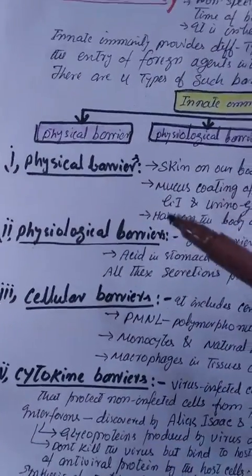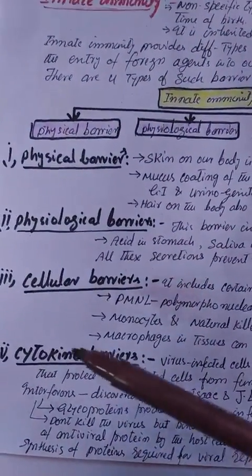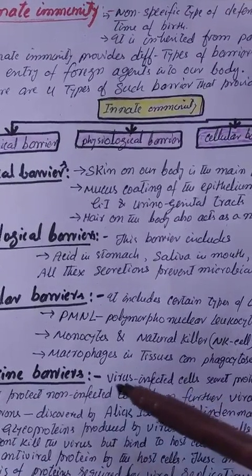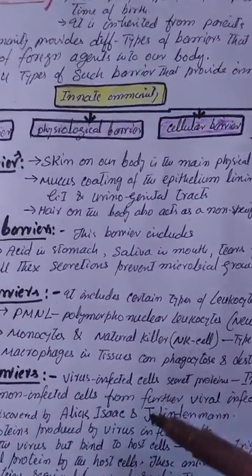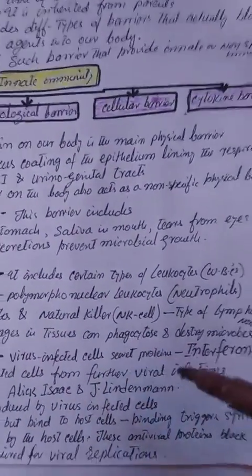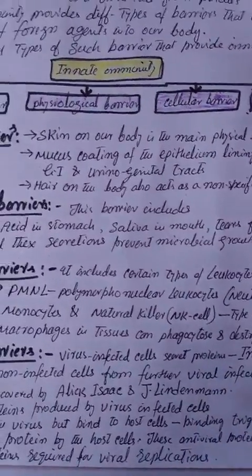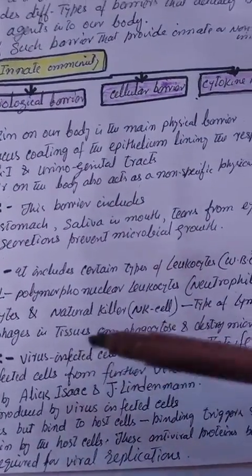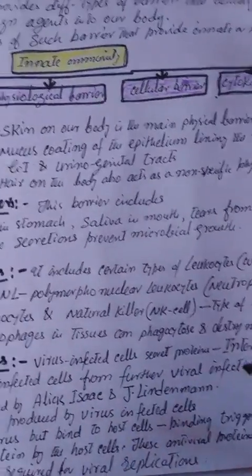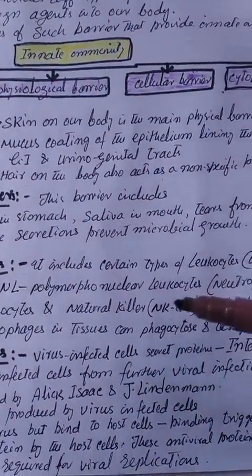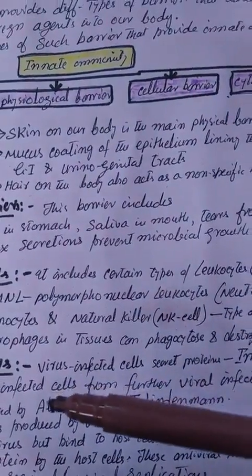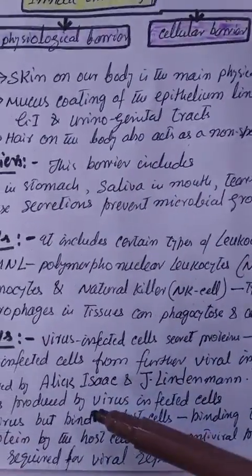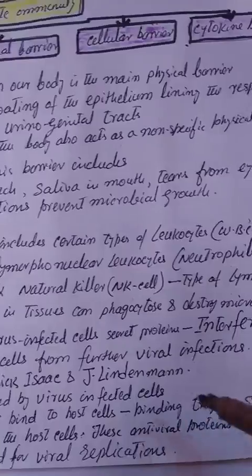Now, the fourth barrier is what we call the cytokine barrier. Virus-infected cells secrete proteins known as interferons. These protect non-infected cells from further viral infections. These interferons were actually discovered by Alick Isaacs and J. Lindenmann.